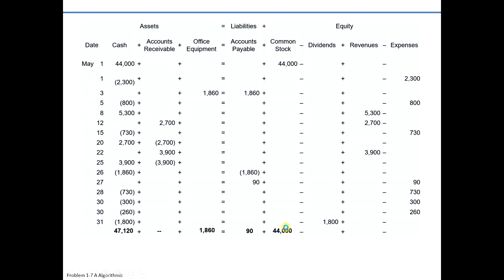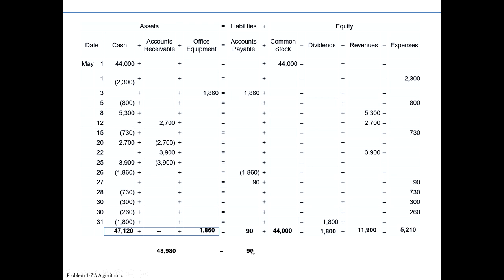Common stock has the original investment of $44,000. Dividends has the one dividend of $1,800. Revenue, a few times they provide consulting services, add up to $11,900. And several different types of expenses throughout the month add up to $5,210. Just to make sure we consolidate this and prove out it balances, our assets, cash, $47,120 plus office equipment, $1,860, add up to assets of $48,980.